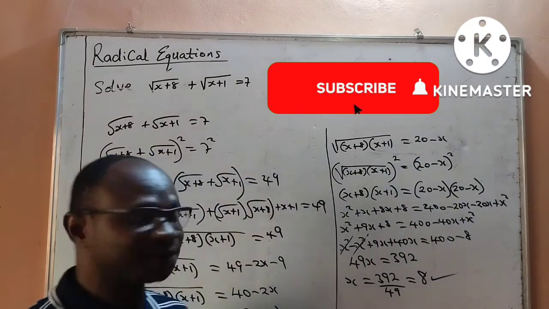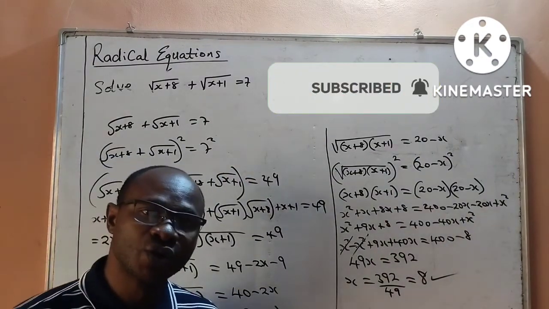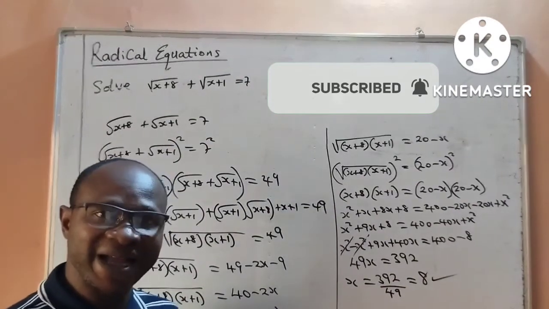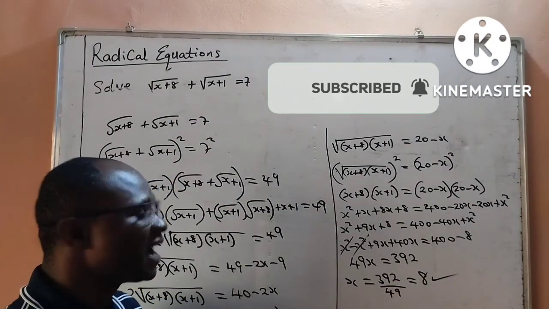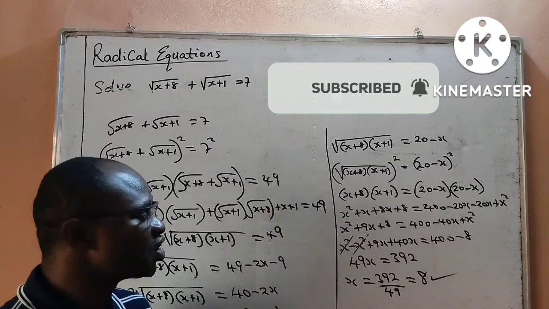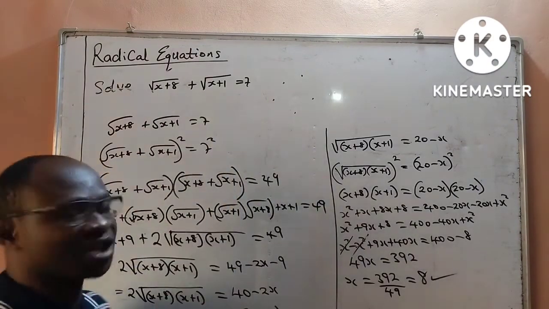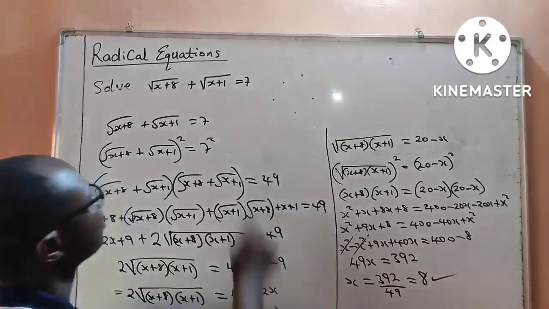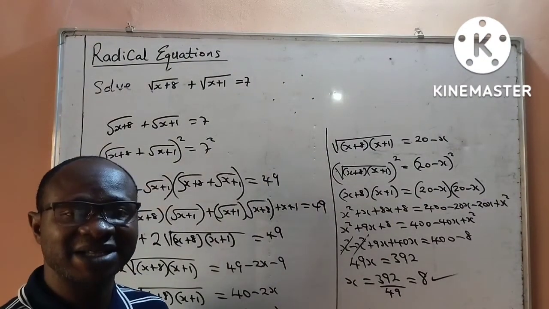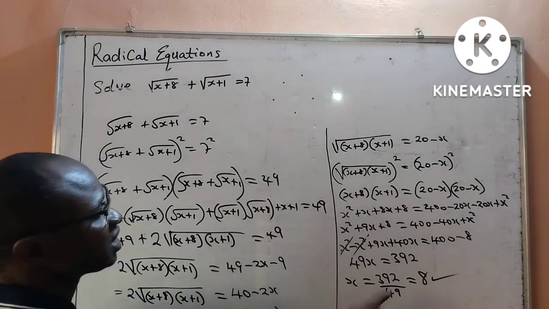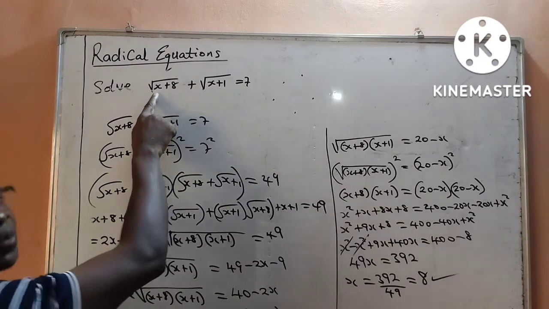Final answer. Beautiful. Now, if you want to be very sure of your answer, that is to have confidence in what you have solved, all you need to do is to replace the value of x in the given question to see if it will give you exactly what you have on the right hand side. And what it means is taking it and putting it into the equation.